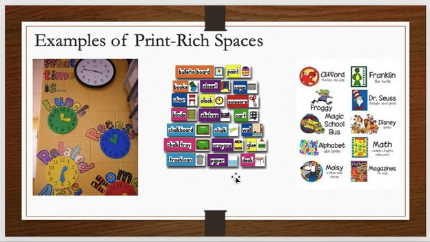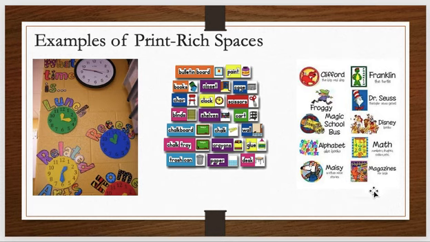Another thing we can do in our spaces is just label things. So if we have a bulletin board, put the word bulletin board on it. If we have a desk, put the word desk on it. If we have a bottle of glue, put the word glue on it. If we have a door, put the word door. Just have labels on things, and the kids are going to be exposed to that when they see those items and objects and structures within the space.